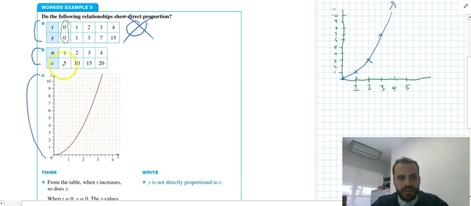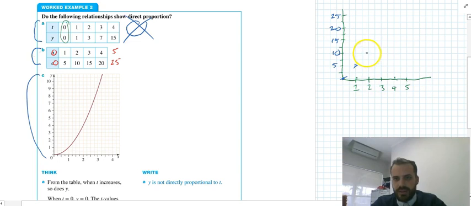If we compare it to this one, 1, 5, 2, 10, 3, 15, 4, 20, we can see that it's going up in a pattern. I could go one more and it would be 5, 25, and I could go one more back and it would be 0, 0. Now we can see that it's a straight line. If I draw a straight line through there, not very good, but you get the idea, it passes through the origin and I end up with a direct proportion.